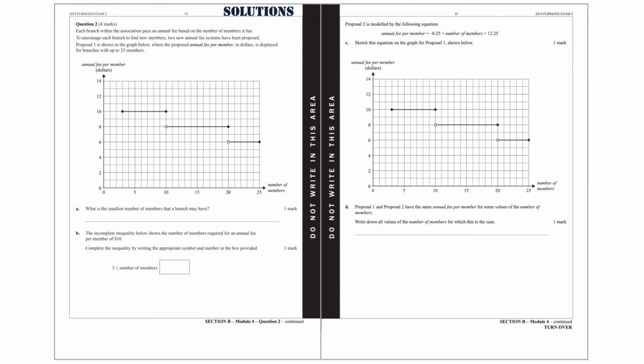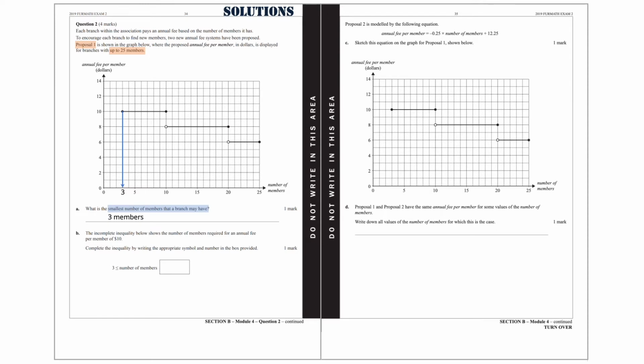Question 2. Each branch within the association pays an annual fee based on the number of members it has. To encourage each branch to find new members, 2 new annual fee systems have been proposed. Proposal 1 is shown in the graph below, where the proposed annual fee per member in dollars is displayed for branches with up to 25 members. Part A. What is the smallest number of members that a branch may have? From the graph, we can see that the smallest number of members is 3.